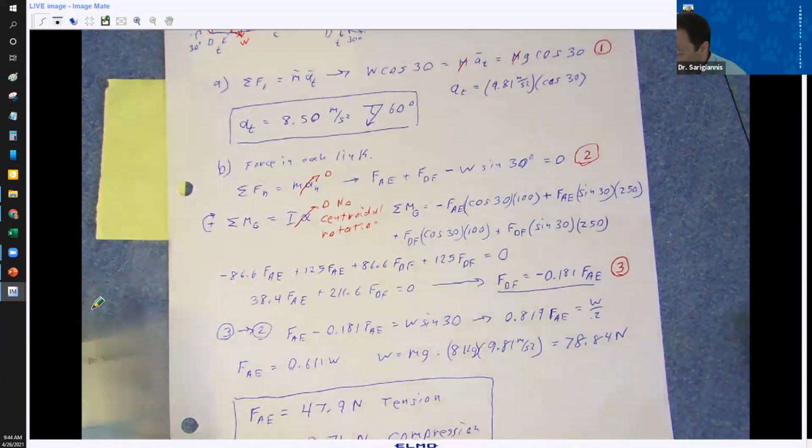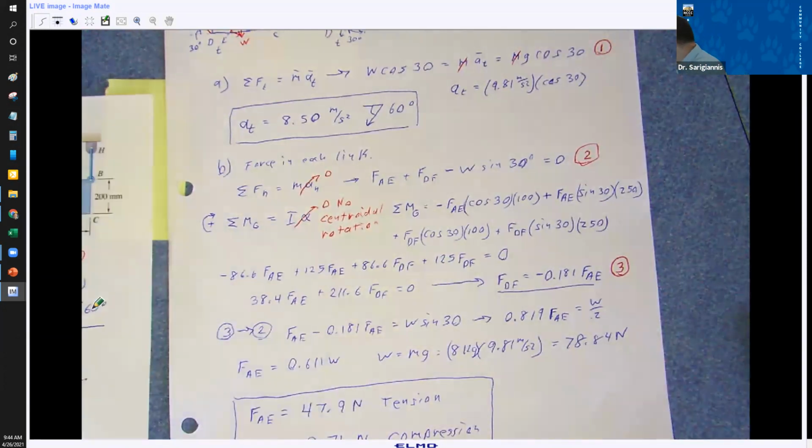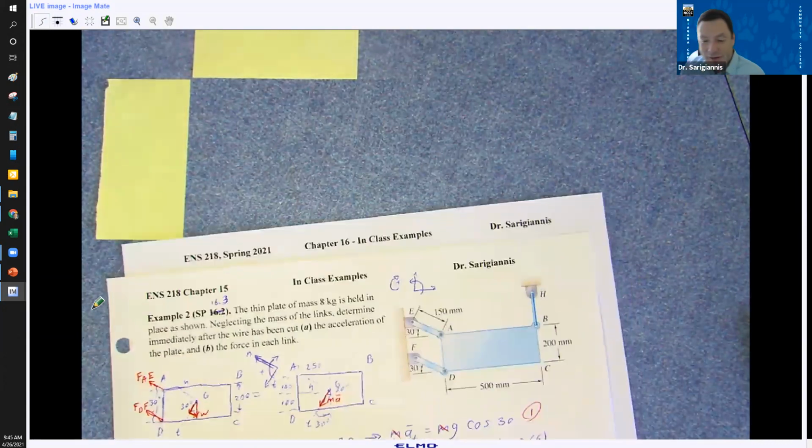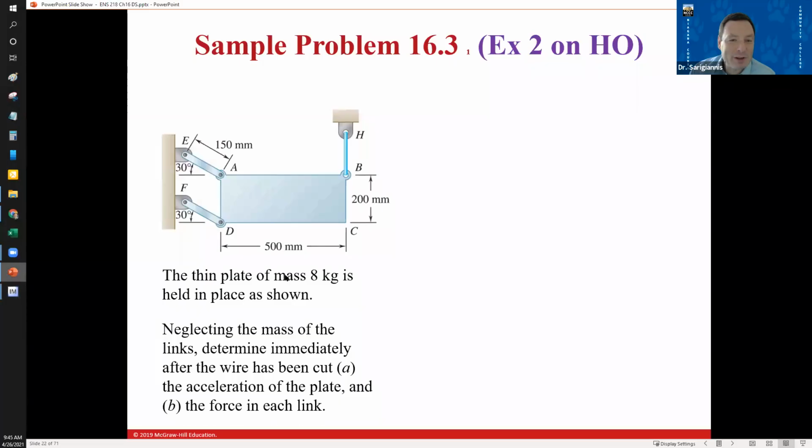Any questions about this problem? Let's see. We want to actually get through a bunch of stuff here. I think what I'll do is, it's 9:45, I'll just end, unless you guys have questions specifically about something.